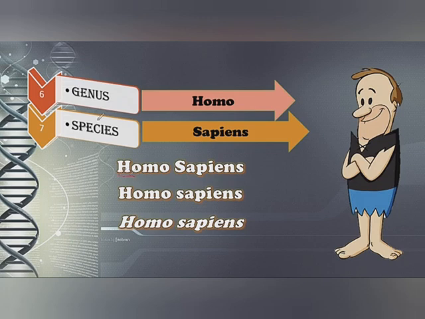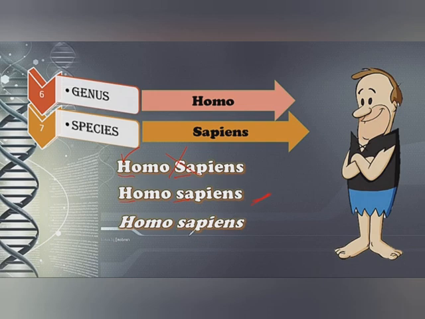There are some rules that govern the naming of organisms. The first letter of the genus should start with a capital letter. And now looking at the first one, that the species name also starts with a capital letter has already made the naming very wrong.